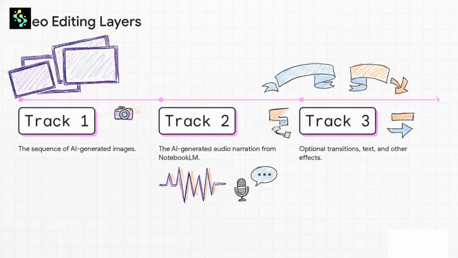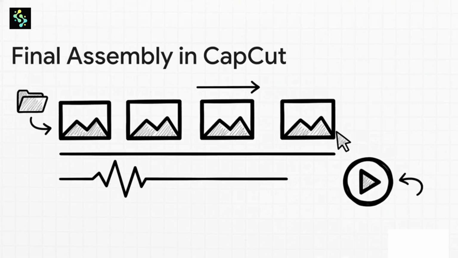When you get into the editor, the easiest way to think about it is in layers, right? On your main track, you'll lay down all your images in the right order. On a track right below that, you put your audio narration from Notebook LM. And then on a third track, you can add all the final touches, like text or transitions between images. So you just import all your files, drag the images onto the timeline to build out your visual story, and then you lay the audio track right underneath it. The most important part here is just stretching or shrinking each image's time on screen so that it matches up with what's being said. Once you're happy with it, you just hit export.